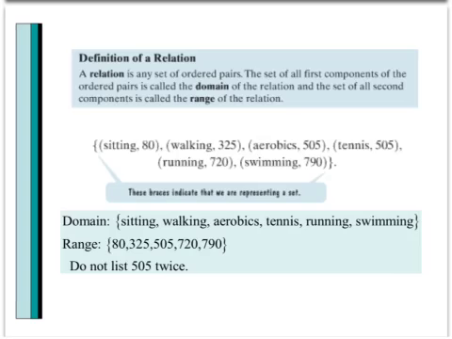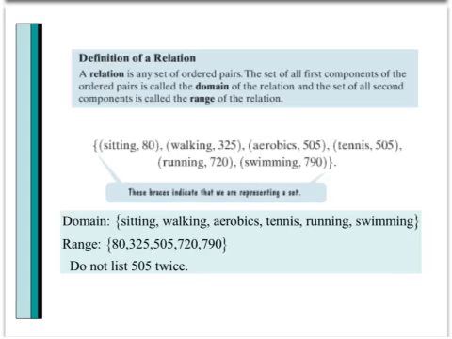I know we're used to numbers being in our ordered pairs so that we can graph those. These can be any type of relation as long as they're paired up. Here what we have are some activities and the number of calories burned from each activity. The activities are the first components of our ordered pairs. Those make up the domain. The number of calories burned are the second part of our ordered pairs, and those make up the range.